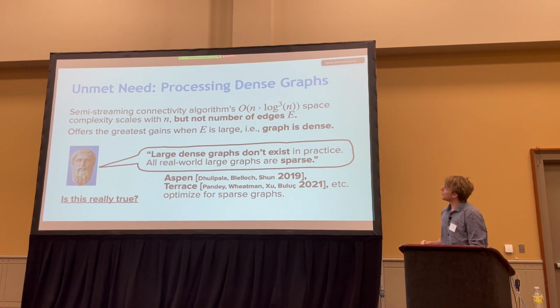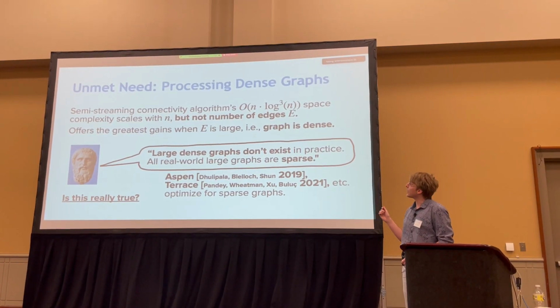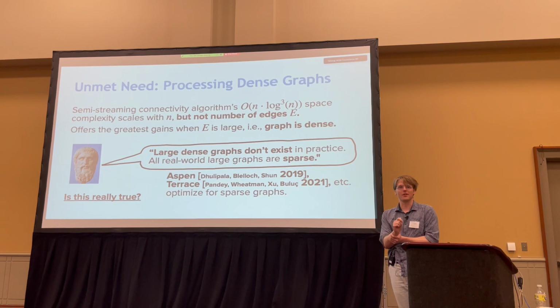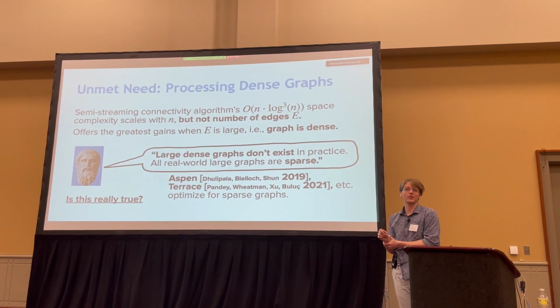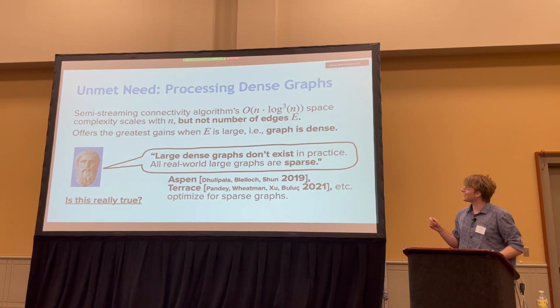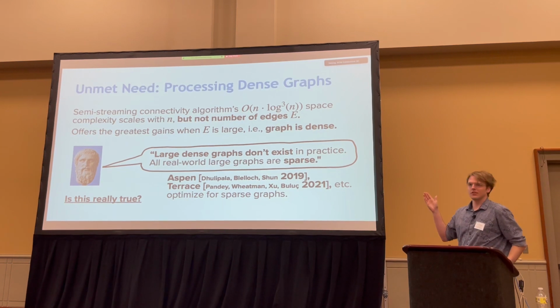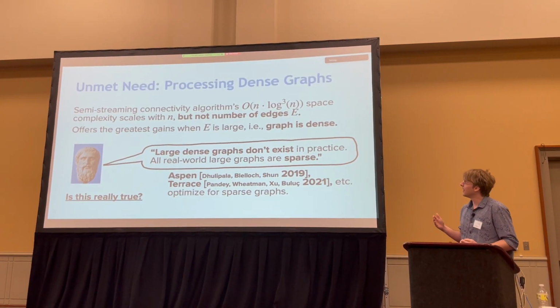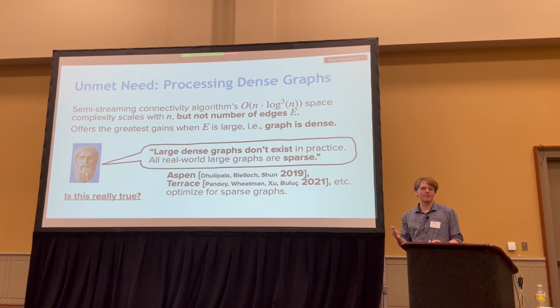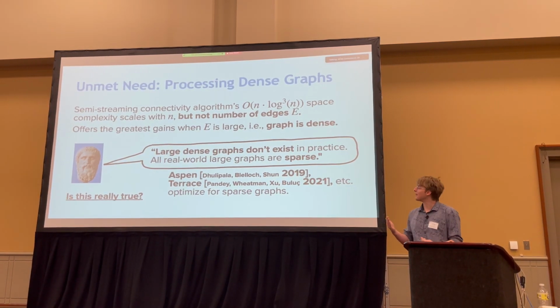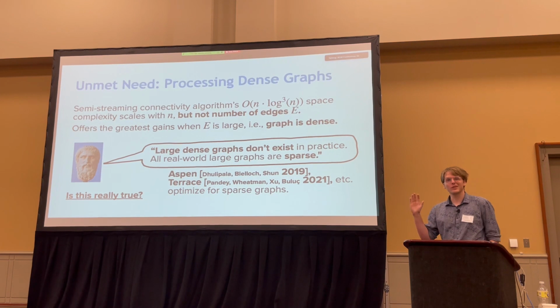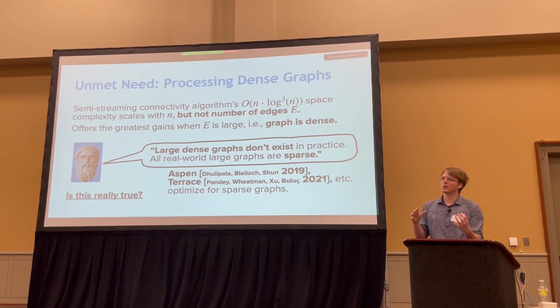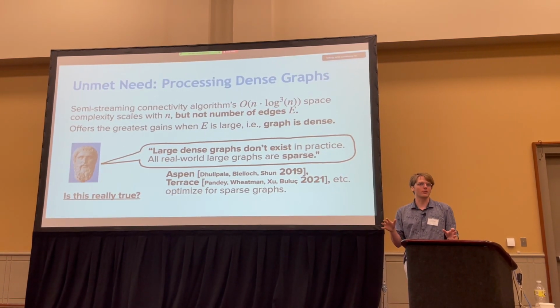So our algorithm uses n times log cubed n space, right? And notice how this complexity scales with the number of nodes in the graph, but not the number of edges. So this means that we offer the greatest gains when E, the number of edges, is large, i.e. the denser the graph gets, the more space we save. Now, there's a commonly held belief in graph processing that some of you may have heard, some of you may believe, which is that large dense graphs don't really exist in practice. Whenever we deal with large graphs in the real world, they're always sparse.